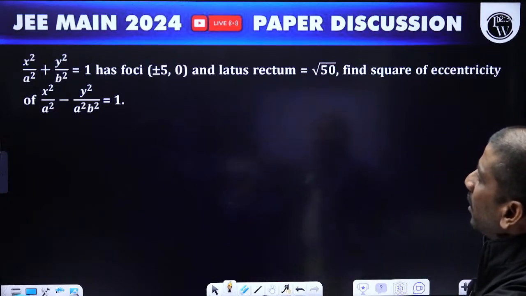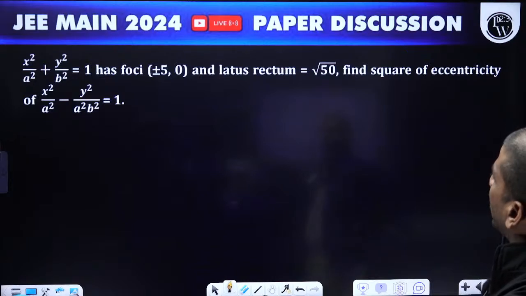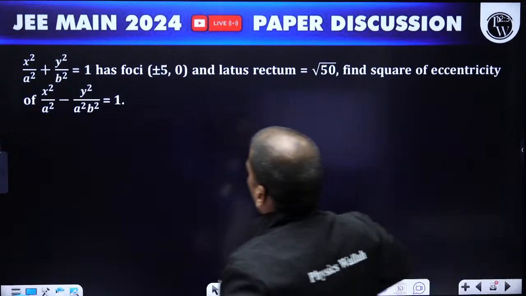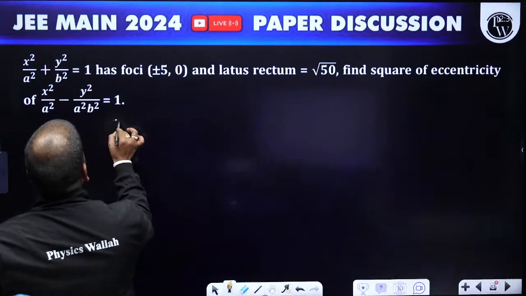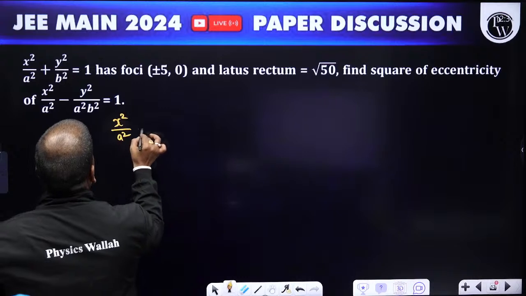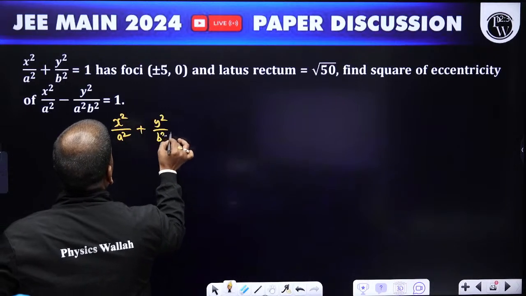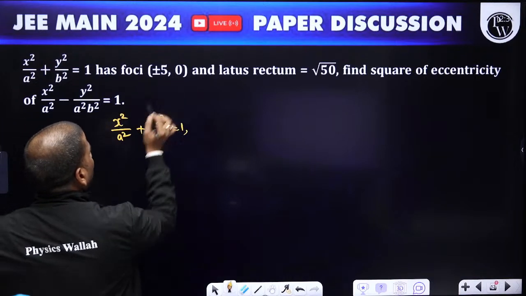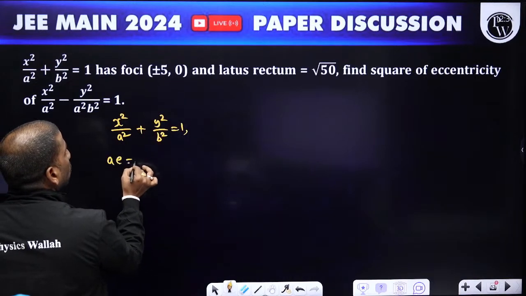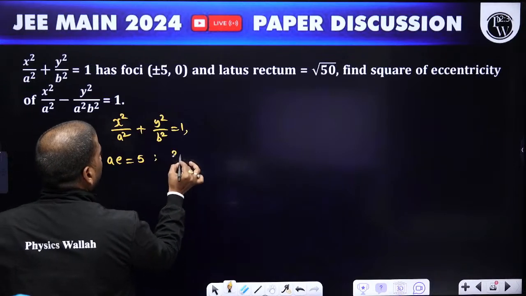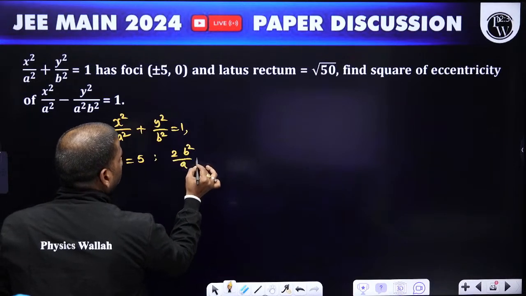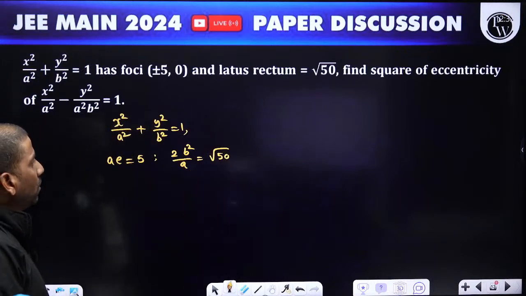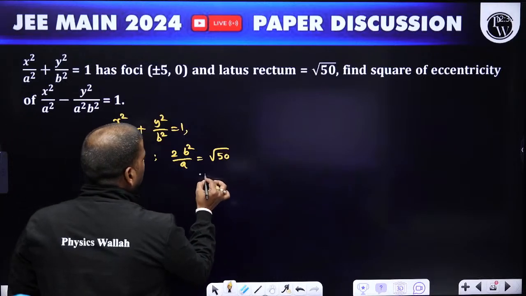Next question. Now this is a geometry question from foci and latus rectum only. Find the square of eccentricity of. Okay. So what is the first one? First one is the ellipse, x square by a square plus y square by b square is equal to 1. Foci is plus or minus 5. So AE is equal to 5. And latus rectum. Latus rectum is 2b square by a. We must know these values. Root 50. Right? So root 50 means 5 root 2.